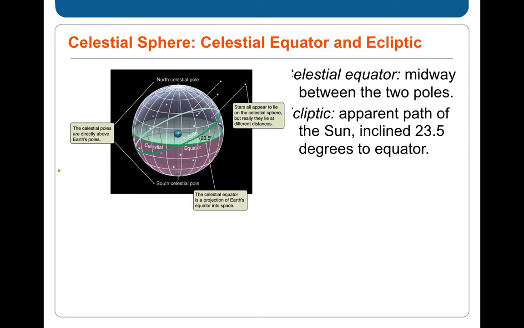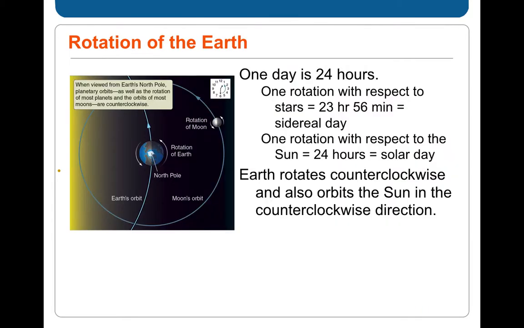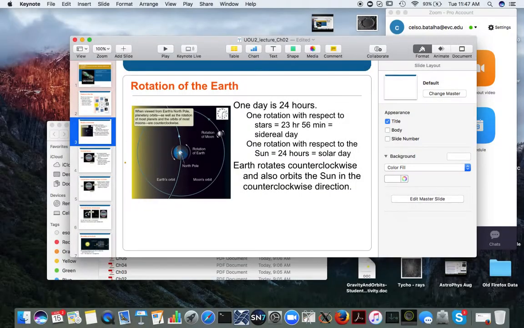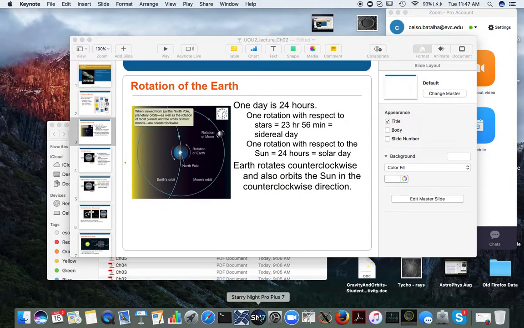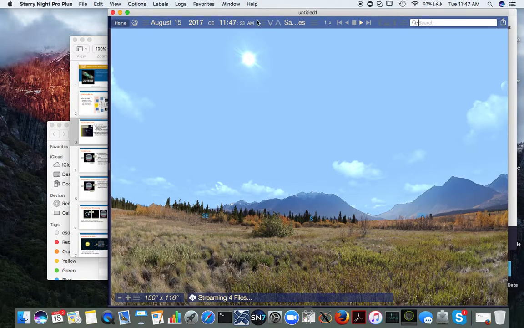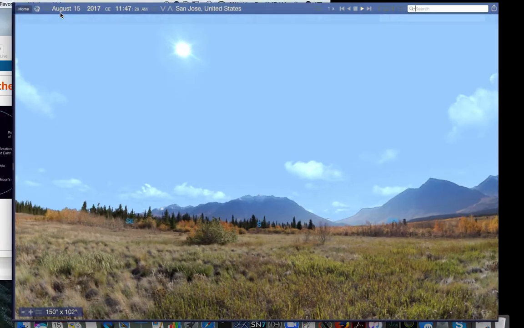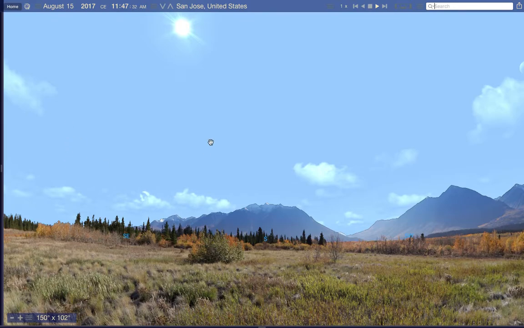Now, the Sun does not orbit Earth. Earth orbits the Sun, as is well shown in this figure. But if we observe the Sun throughout the sky, let me see if I can bring the software here, Starry Night. There you go. I will use more of my chatting time to explore this software.